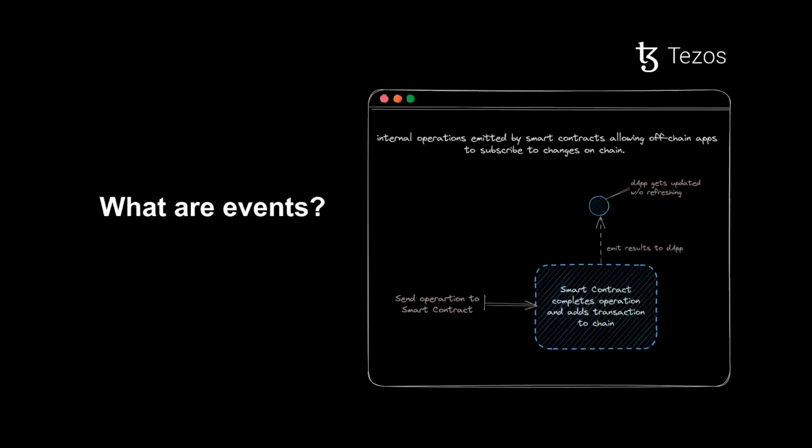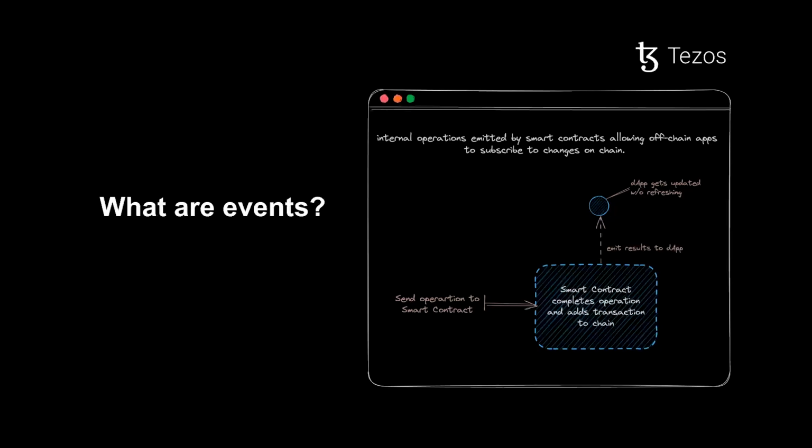Events are internal operations that are emitted by smart contracts, allowing off-chain apps to subscribe to changes on-chain. So if you have a smart contract that has an operation or things that are going on within it, you could also have that smart contract emit an event that could then be picked up by a dApp that lives off the chain. And then broadcast the events or broadcast the results of that transaction to the dApp.